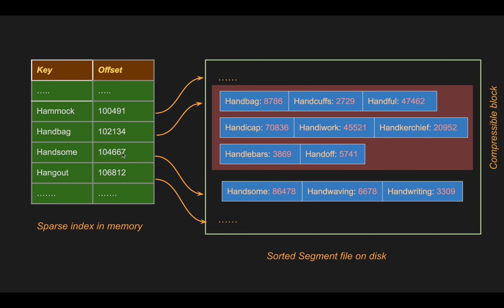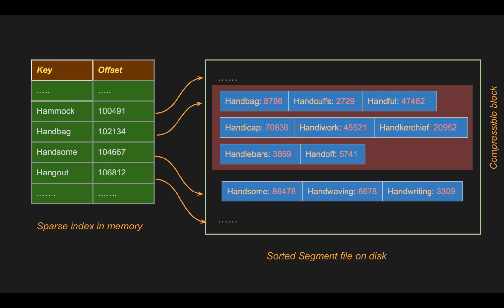Now because of the sorting property, we know that the handiwork key must appear between the handbag and the handsome keys. So this means that you can directly jump to the offset for handbag, which is 12134, and then you can scan from there until you find the required key, which is handiwork.